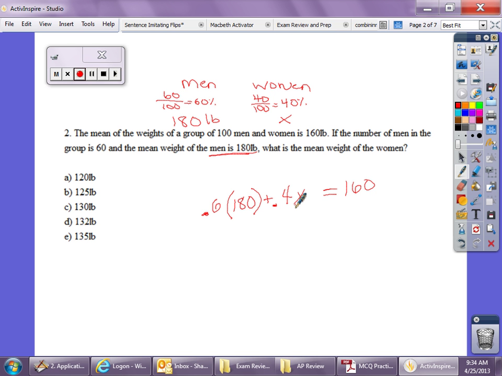give us our weighted average. In this case, we know the weighted average. We're asked to find that missing women's weight. What was the average weight of the women? And so we solve this with simple algebra.